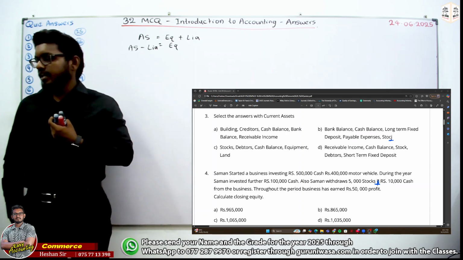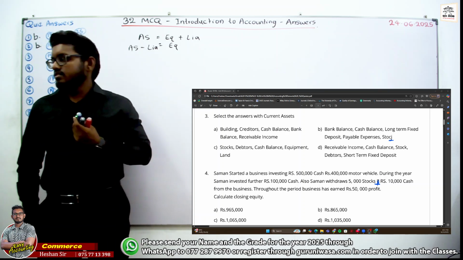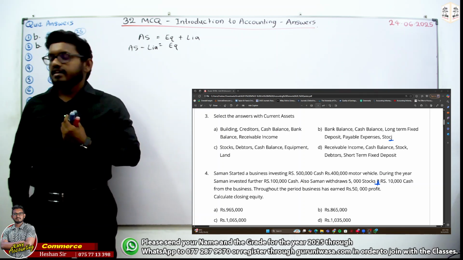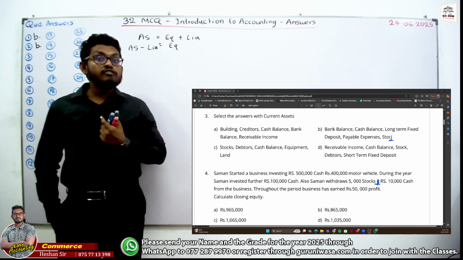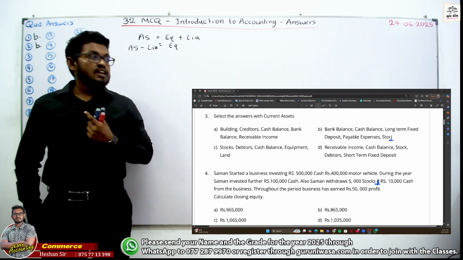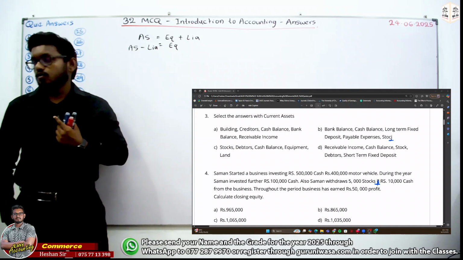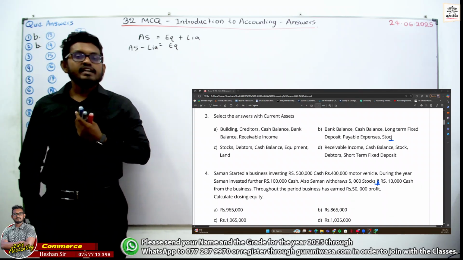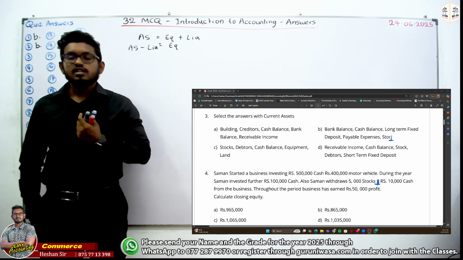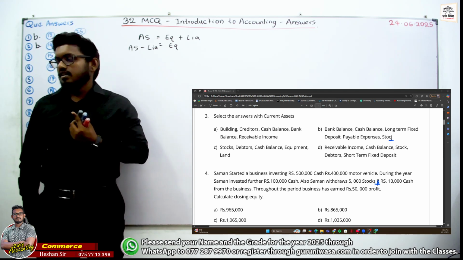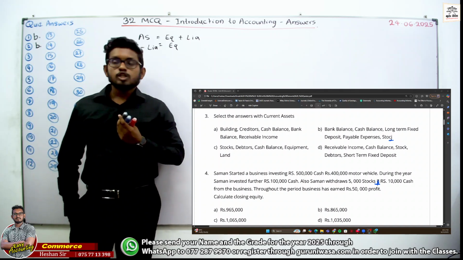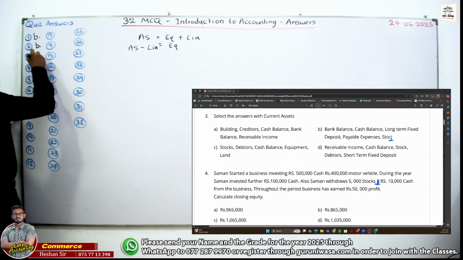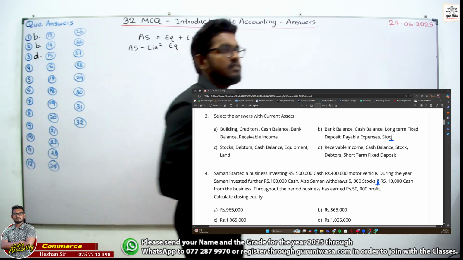Stocks, debtors, current assets. Stocks, current assets, cash balance, current assets, equipment, non-current assets, land, non-current assets. So we can't go with that answer. Receivable income, current assets, cash balance, current assets, stocks, current assets, debtors, current assets, short-term fixed deposit, current assets. So the answer is D.